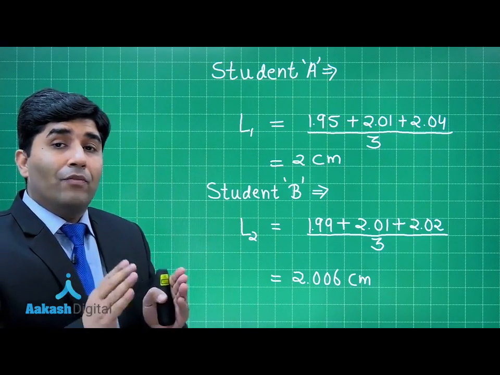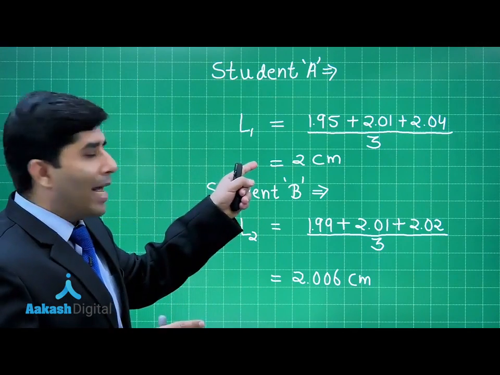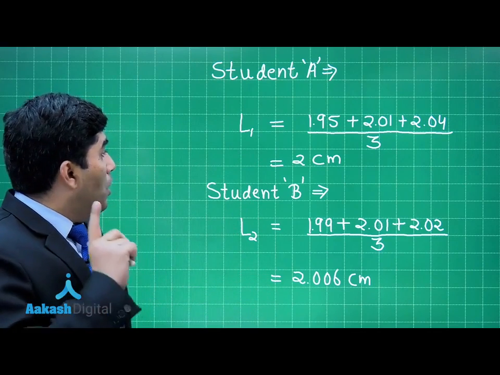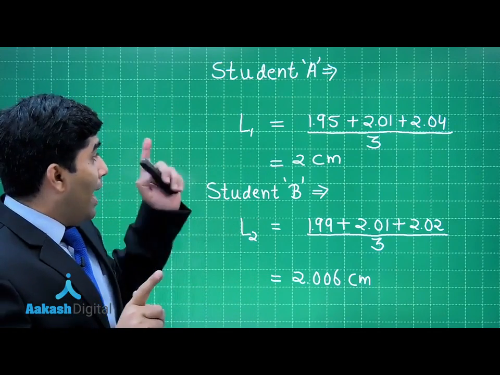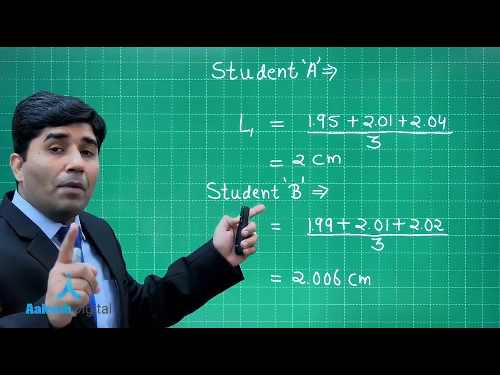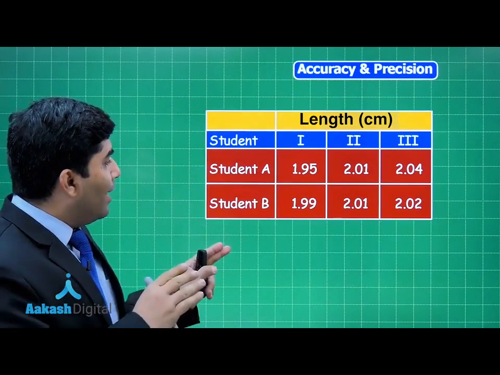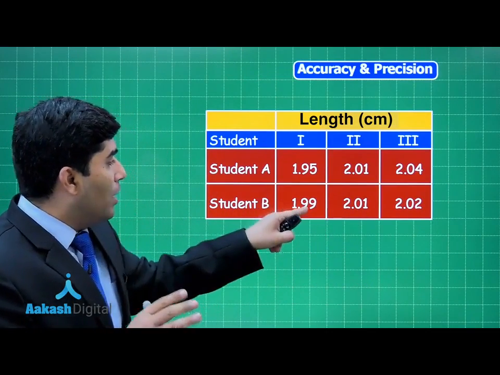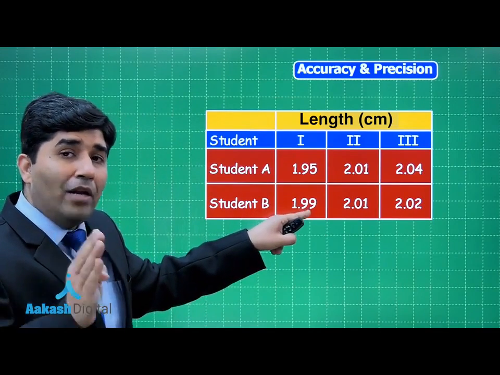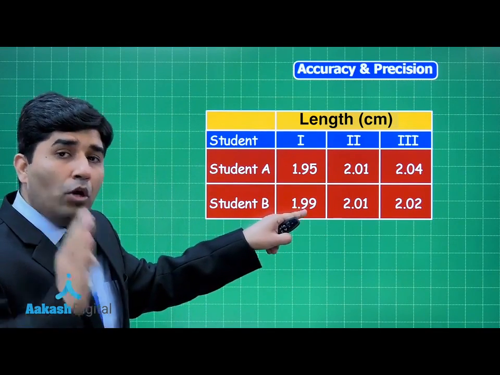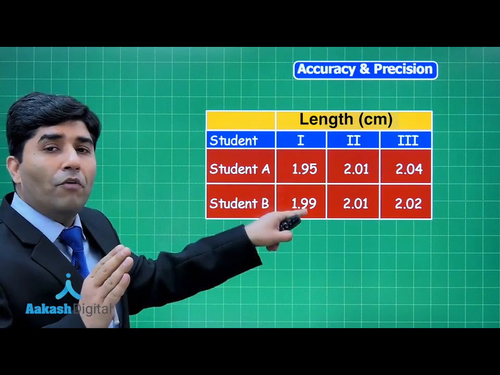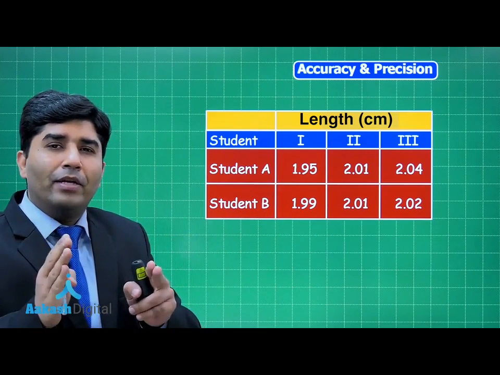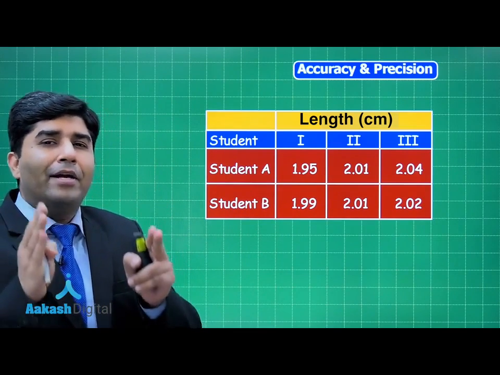Now guys, what was the length of the stick? The length of the stick was 2 centimeter. A is accurate, B is not accurate, right? If we talk about accuracy, accuracy of A is more. If we talk about precision, in that case we have to see the values. These values we have already discussed. Student B is more precise than student A. So this is the actual difference between accuracy and precision.